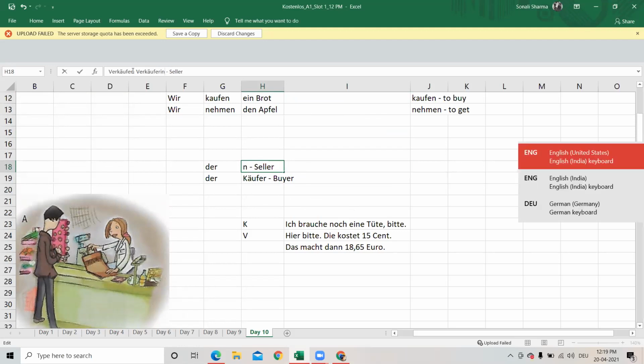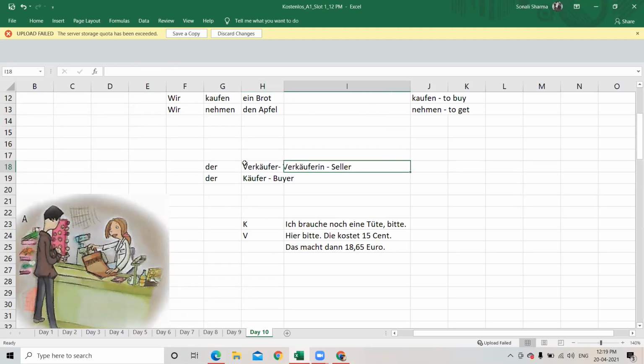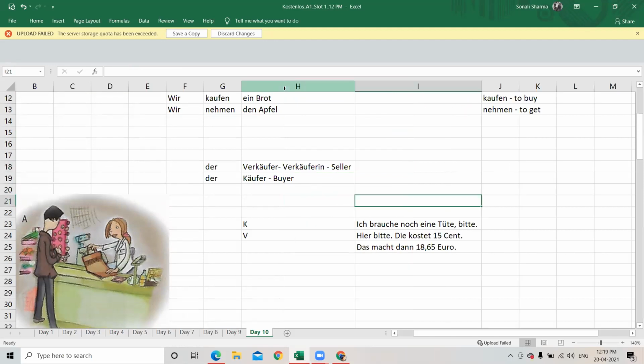She is a female seller, right? So Verkäufer, Verkäuferin. So she is a Verkäuferin, right? Sie ist eine Verkäuferin. So again, she is going to continue. Now she might say, do you need a receipt also? Like in the end, we ask for the bill. So now she's saying, do you want a bill?